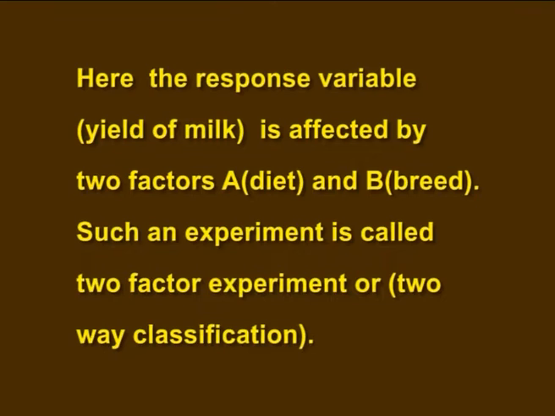Now, our interest is to see the effect of p different types of food diet given at random to these cows on the yield of milk. Here the response variable, that is yield of milk, is affected by two factors, factor A, that is the diet, and factor B, the breed of cow. Such an experiment is called two-factor experiment or two-way classification.